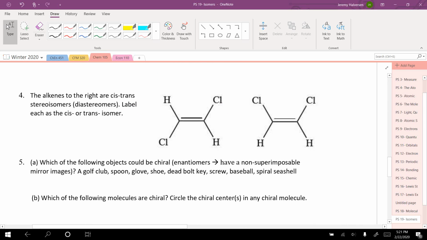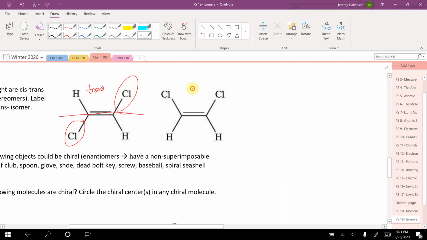Okay, the alkenes to the right are cis-trans. Label which is cis and which is trans. So really what we're doing is we split the molecule. We look at the right side and say which of the two branches is bigger. That one's bigger. The left side, which is bigger? That one's bigger. Then we draw a line this way and say, are those two big things on the same side or opposite sides? Those are on opposite sides, so this must be trans.